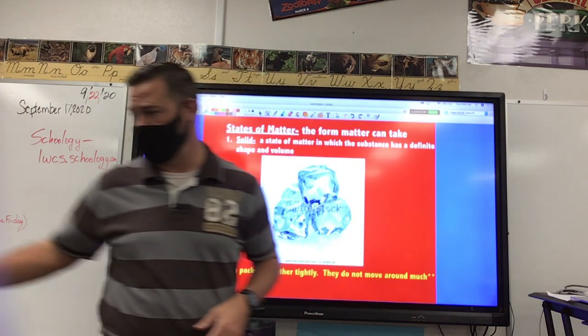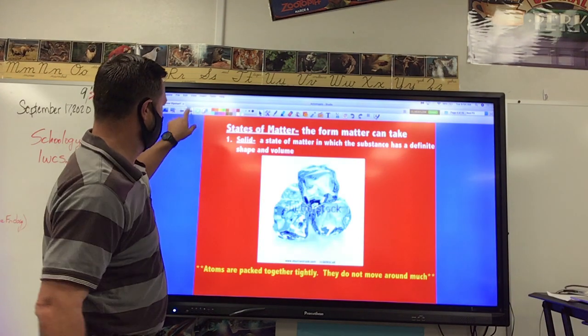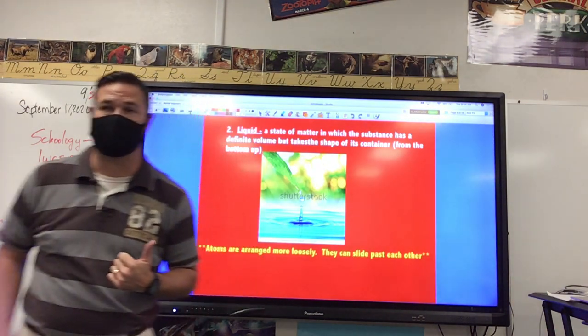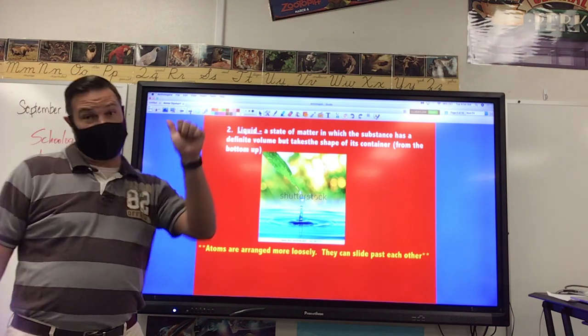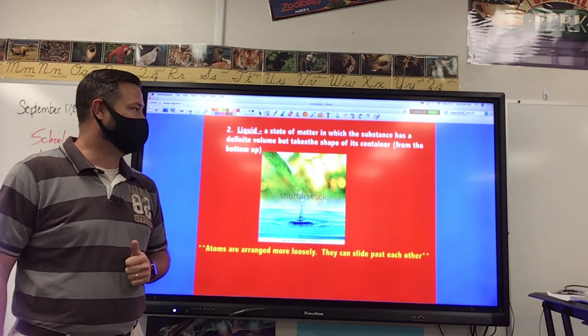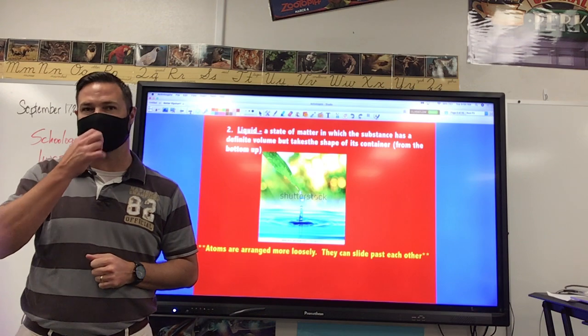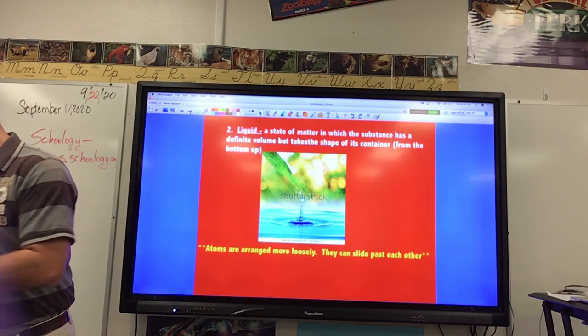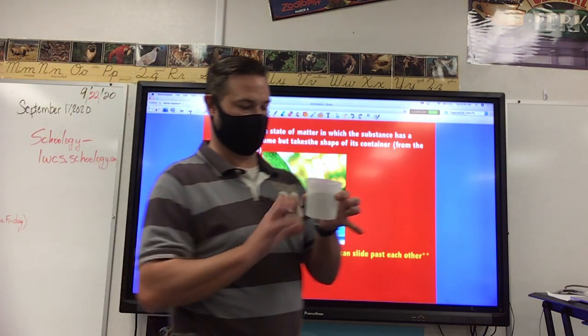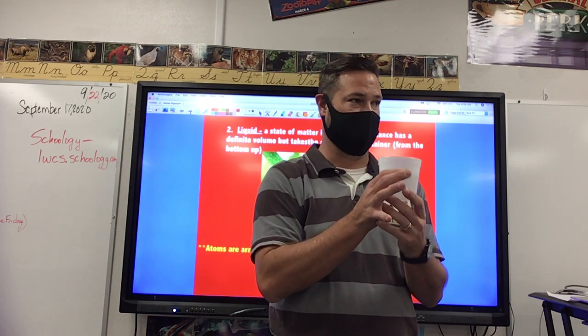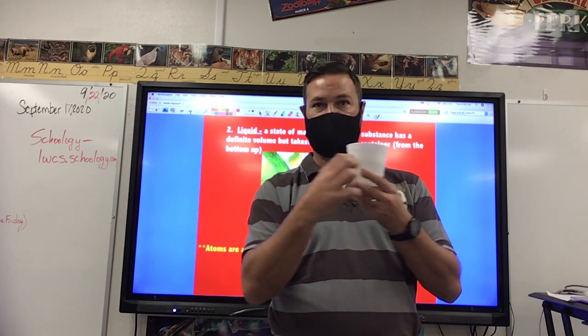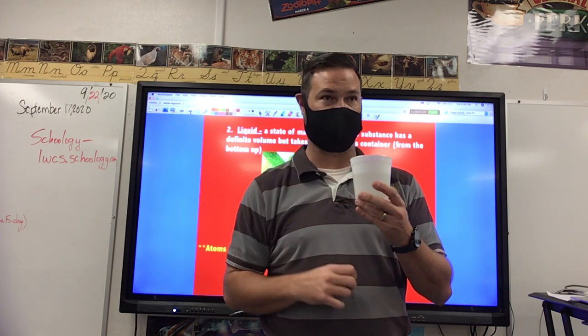And I say that because our next state is liquid. Liquid is a state of matter in which the substance has a definite volume, but it takes the shape of the container. For example, I have this much water. It's taking up this much space right here in this container, right? The volume is this much. How much is in here? How much space is taken up?